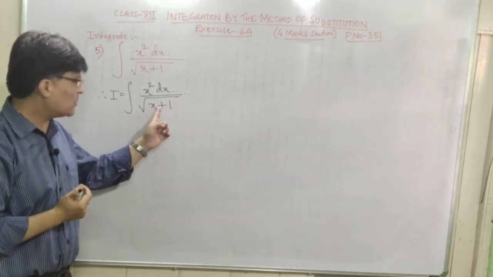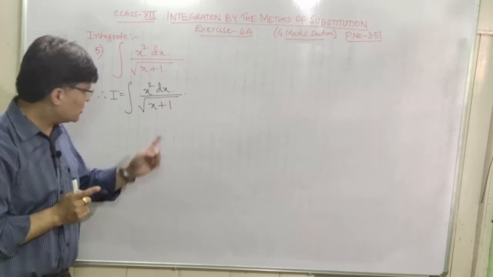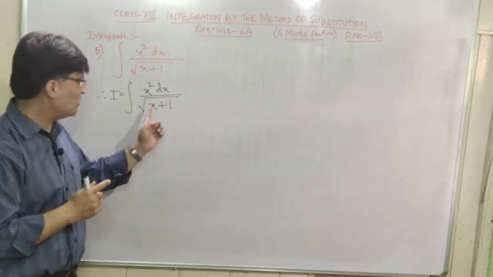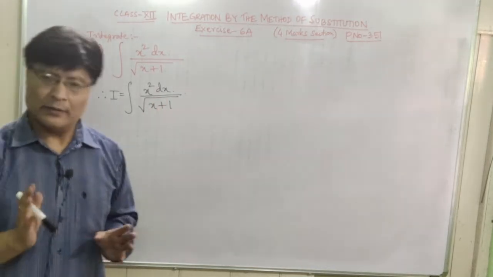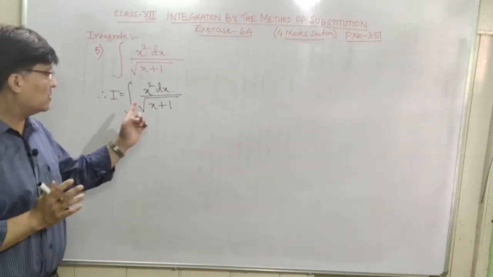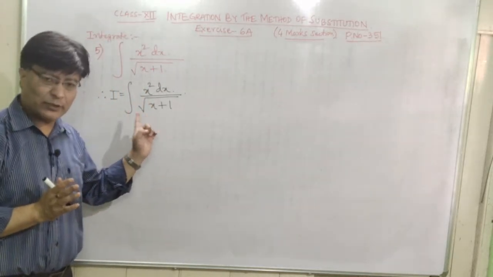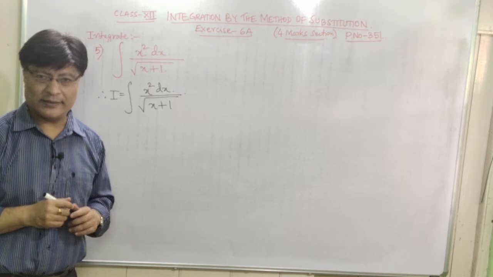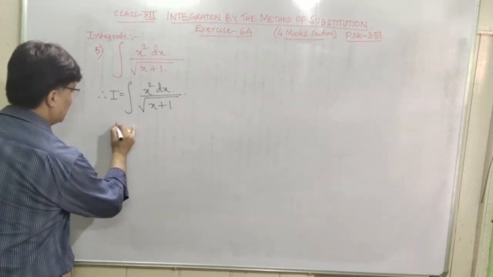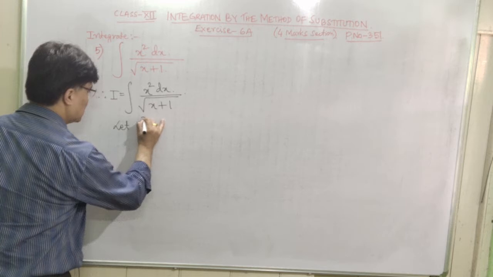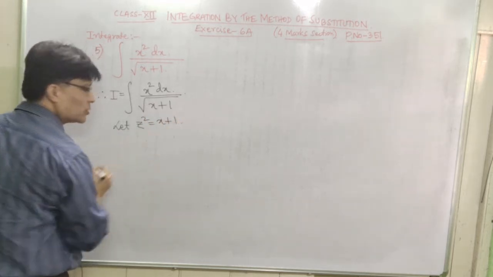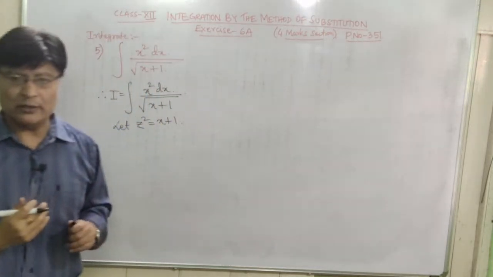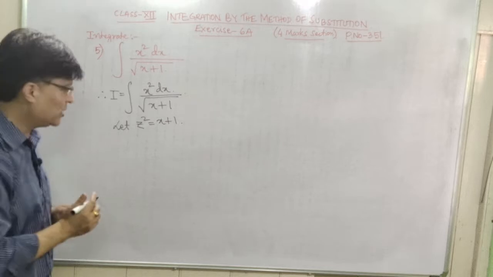What is the differentiation of x plus 1 with respect to x? It is 1. That means we can get the value for dx if you assume this x plus 1 as z. Is that clear? Since the square root is in the denominator and within the square root there is x plus 1, we can assume this x plus 1 as z square. So let z square be equal to x plus 1.